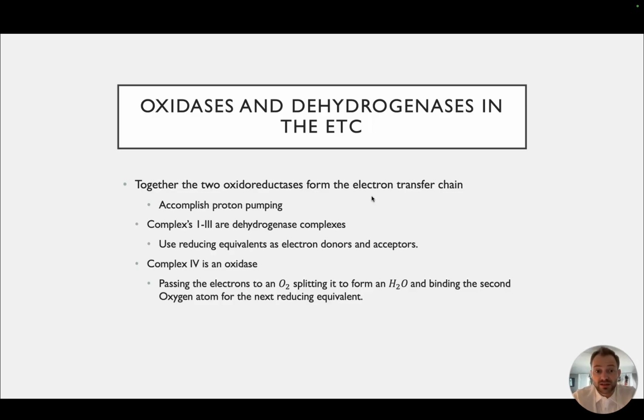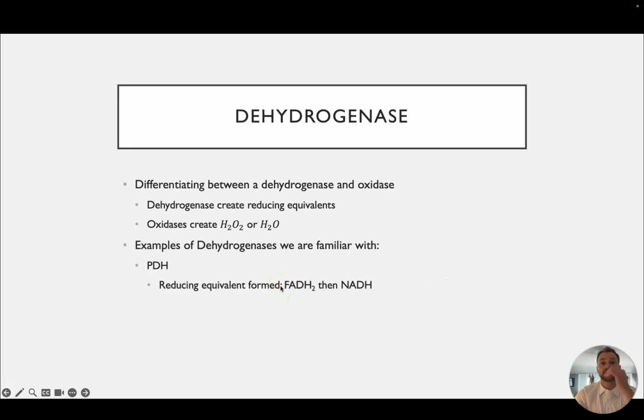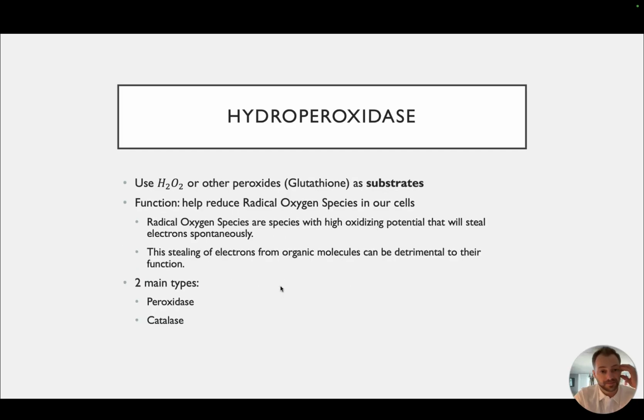Complexes 1 through 3 use reducing equivalents as electron donors. Complexes 1 and 3 are capable of pumping protons, using these redox reactions, into the inner membrane space. And then complex 4 is also capable of pumping protons using the reduction of molecular oxygen into H2O, into water. Again, the difference is that an oxidase is passing electrons to molecular oxygen, whereas a dehydrogenase is passing them to a coenzyme.